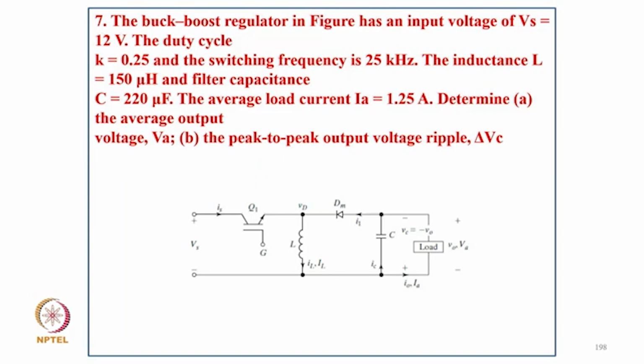Now coming to problem number 7: the buck-boost converter here has an input voltage of 12 volt. The duty cycle is K equal to 0.25 and the switching frequency is 25 kilohertz. The inductance is 150 microhenry. The filter capacitor is 220 microfarad. The average load current IA is 0.25 ampere. Determine the value of average voltage VA and peak to peak output voltage.